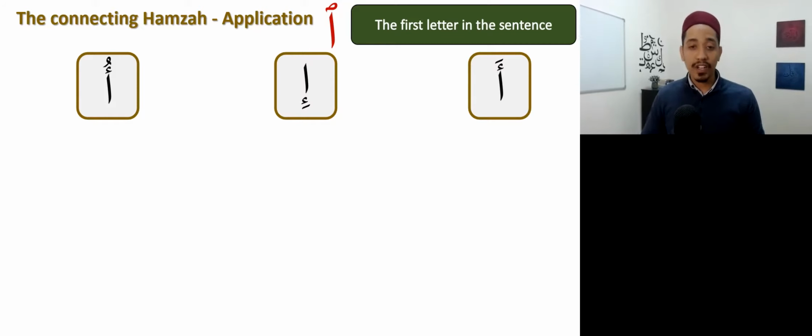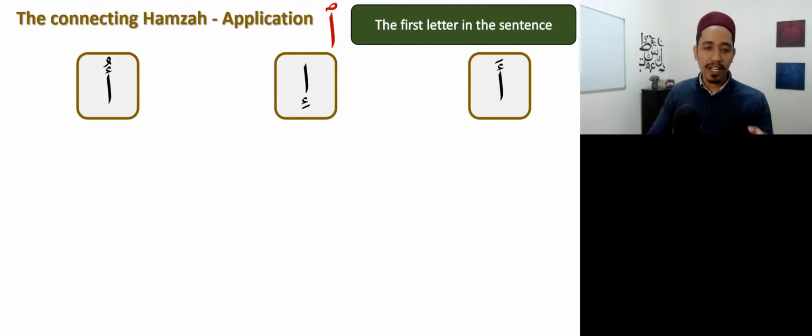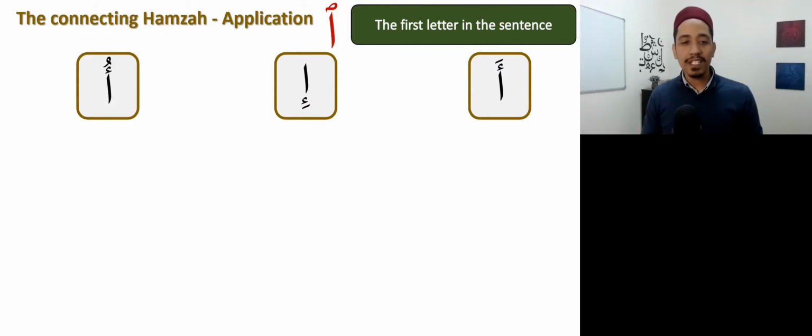And I got this question a lot. In fact, someone asked me this question just a few minutes before the class, or sent me a picture. And I hope if you're in this class, you are going to know by the end of this lesson how to do that. So how do we know whether the connecting Hamza should be pronounced as a, or i, or u?